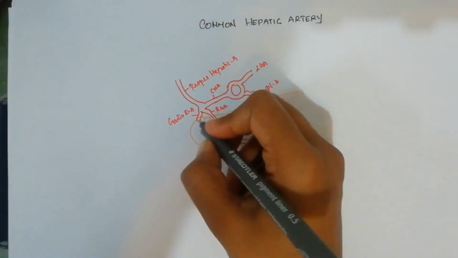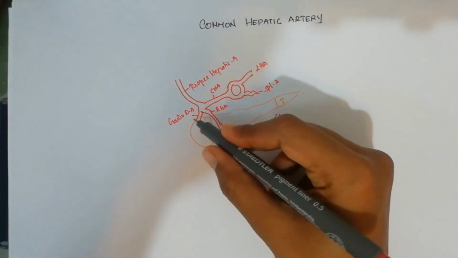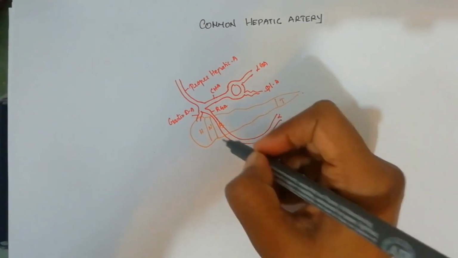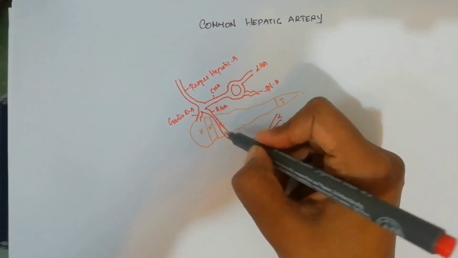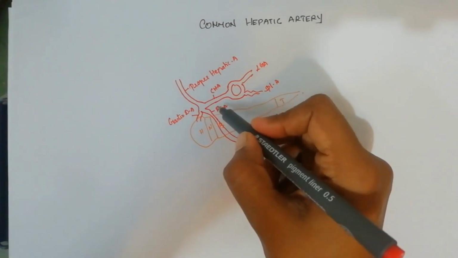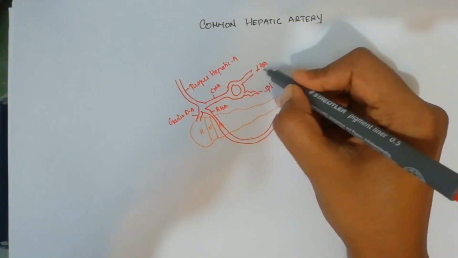So these are the three branches arising from the common hepatic artery. Now we will deal with all these three arteries separately. Talking about the right gastric artery, it is the first branch arising from the common hepatic, and it is passing downwards, and then it is winding towards the left side. From the right side it is arching towards the left side to anastomose with the left gastric artery.